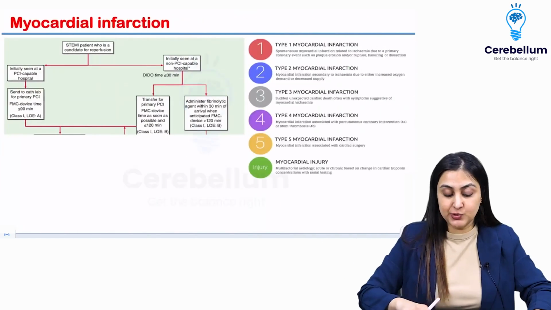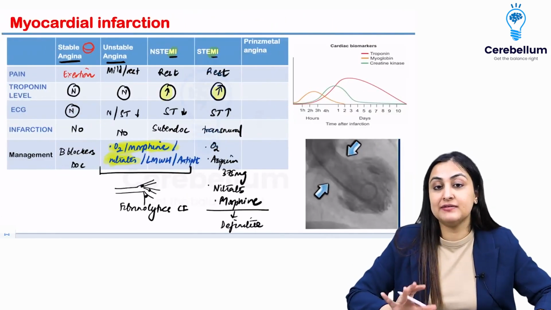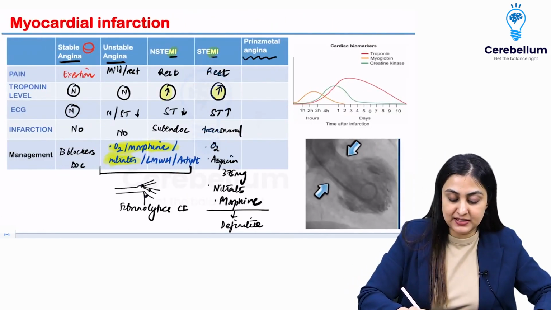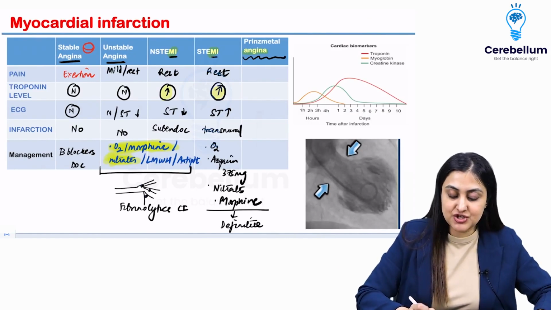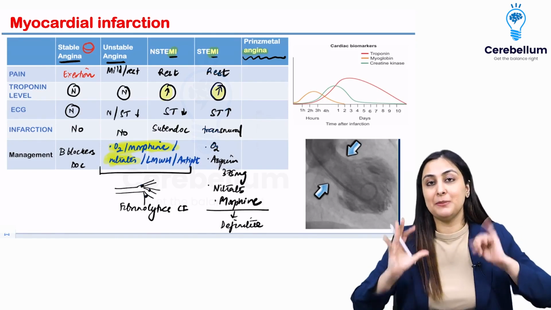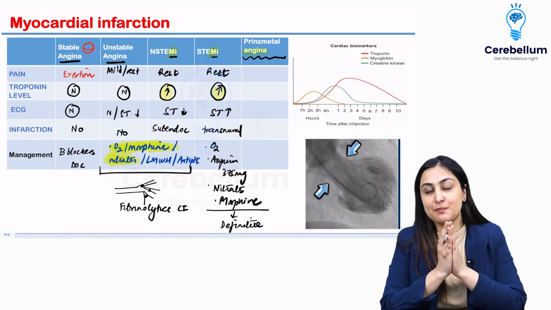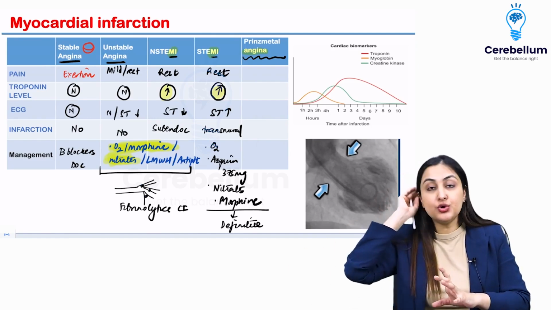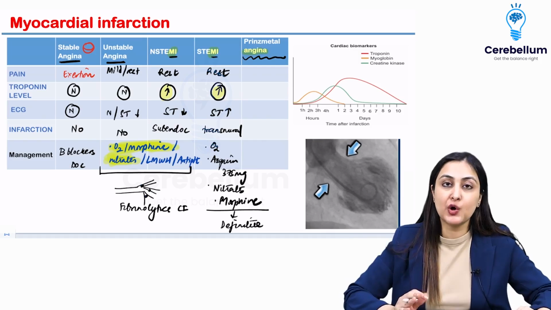So I'm going to go into this, but before that, one category we had left out, which is Prinzmetal angina. So even though the word angina is here, this is a very unique type of acute coronary syndrome where the main pathophysiology is a vasospasm. Remember that there is no clot here which is blocking the outflow, right?